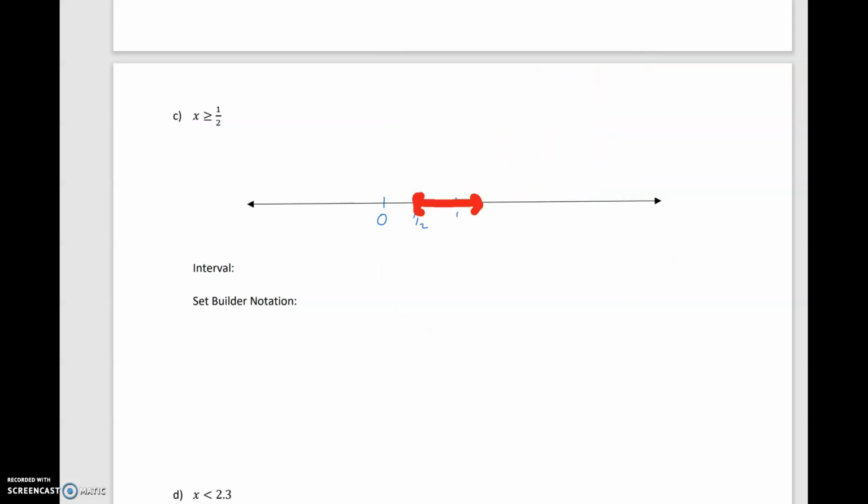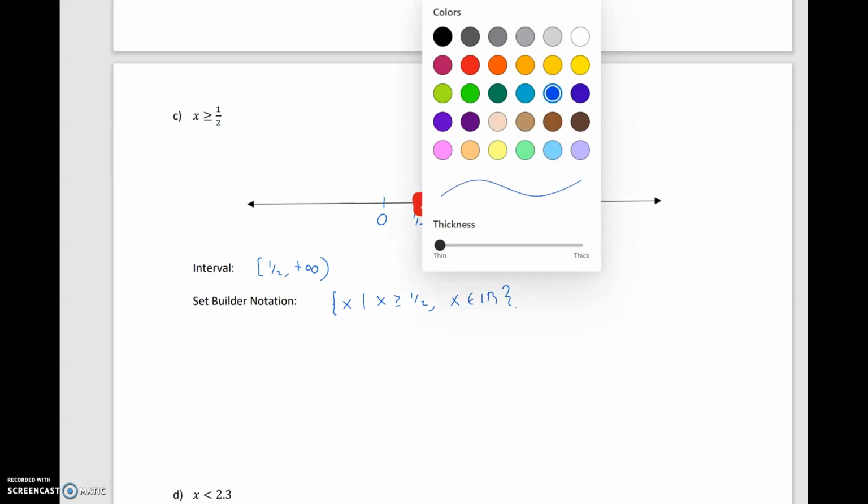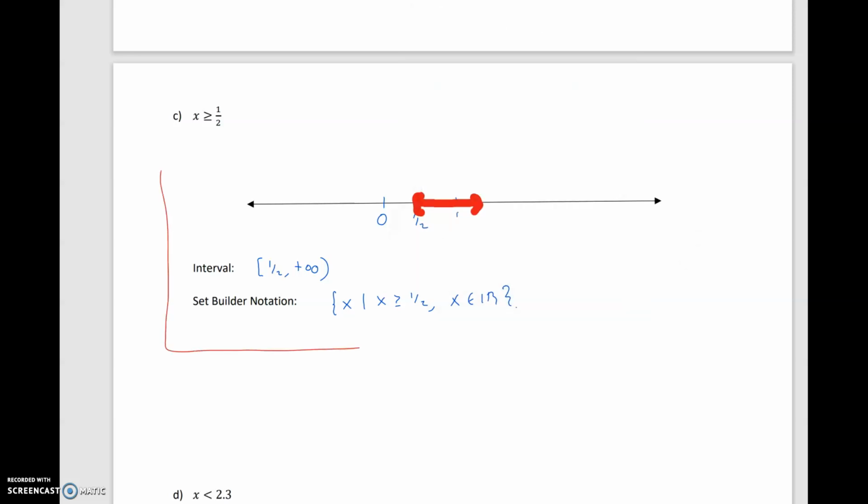For the interval, we're going to use bracket 1/2 towards positive infinity. Min to max, so we're writing it as min to max. It goes all the way to positive infinity. The set builder notation: the set of x's such that x is greater than or equal to 1/2 and x is a real number. I'm just using the symbol for this one. That's it for this one.